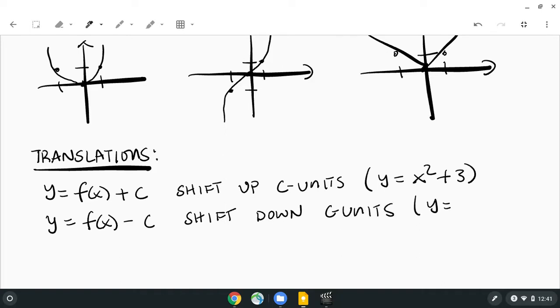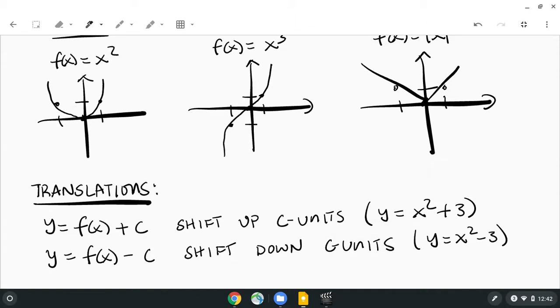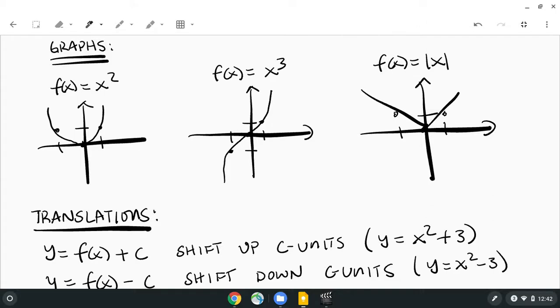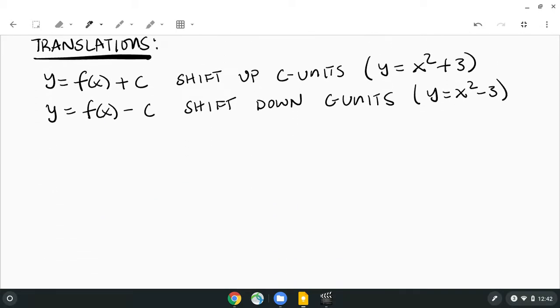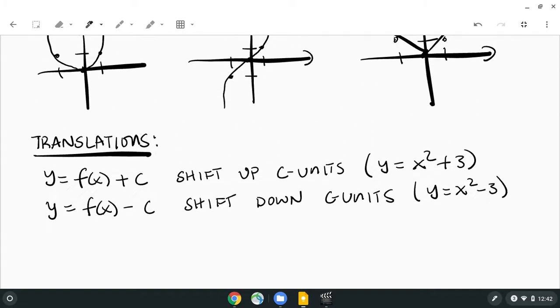Okay, so for example, again, if you have x squared minus 3, then you would take that graph and you would shift it down 3. And this is true for all of these functions. So if you had x cubed minus 3, it would be that middle graph shifted down 3. Or if you had absolute value of x minus 3, you would have that exact graph shifted down 3. Okay, so that's if you have a number added or subtracted to the actual function.